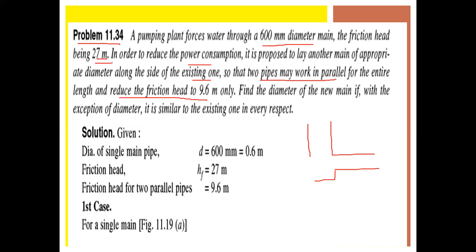Initially the friction head is 27 meters. When another pipe is placed in parallel, the head is reduced to 9.6 only. Now find the diameter of the new main pipe, which is similar to the existing one in every respect. Okay, right. Now what's the given data? Since it is parallel, we have to take the concept of parallel pipe formulas. The diameter of the single pipe is 0.6. The friction head in the initial case is 27 meters. The friction head for the two parallel pipes is 9.6.